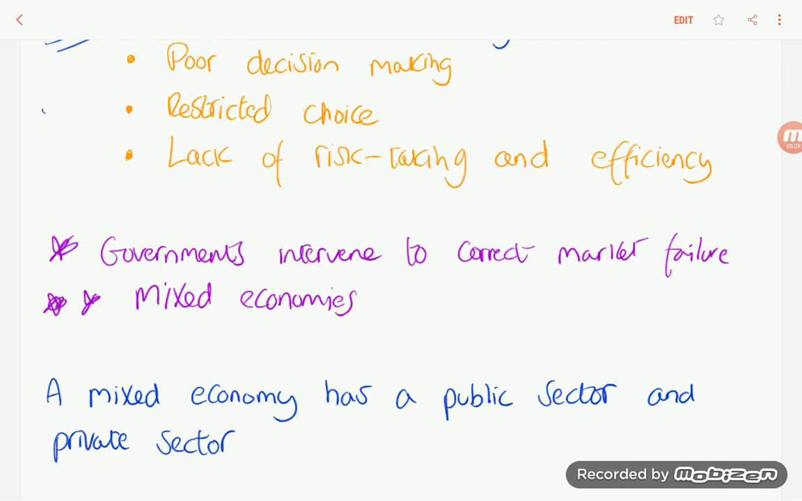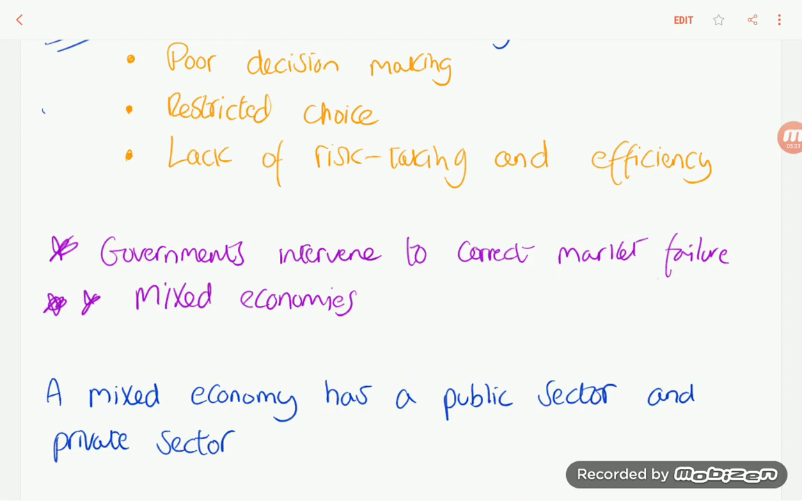A mixed economy has a public sector and a private sector, as I've just said. In a mixed economy, the government is known as the public sector. Businesses that are privately owned make up the private sector. Private sector organisations usually have to break even or make a profit to survive. Most countries have a mixed economy, including the UK.